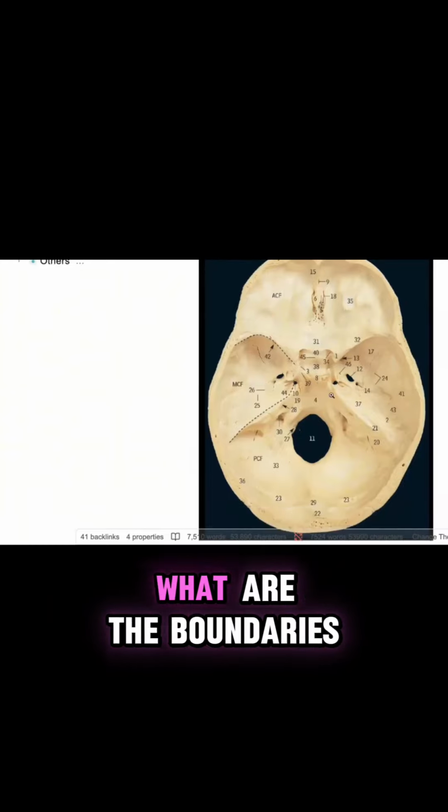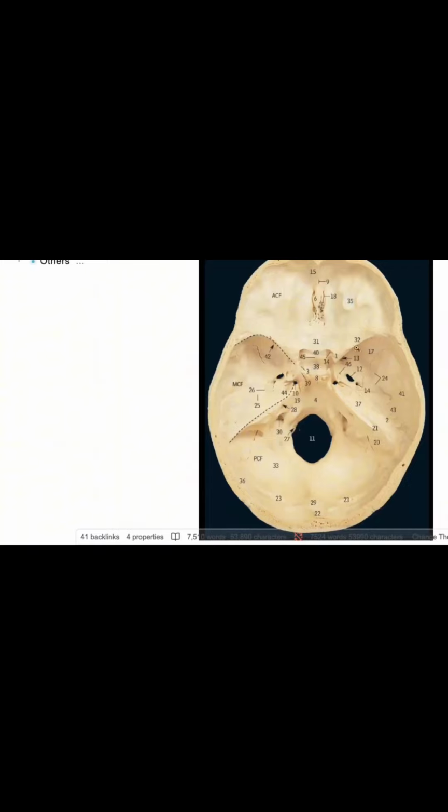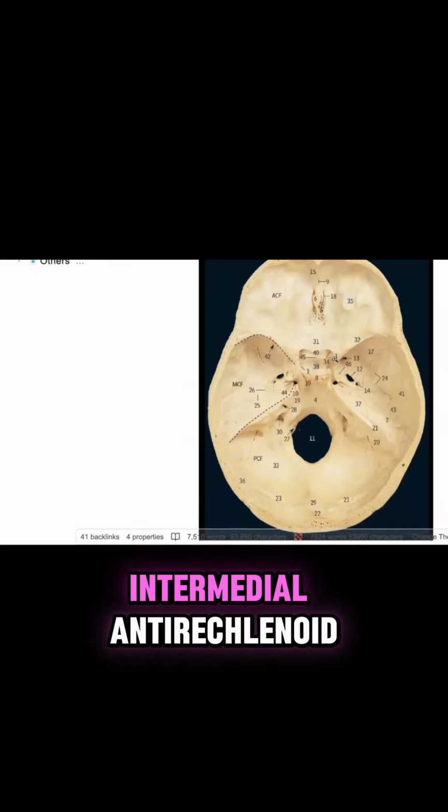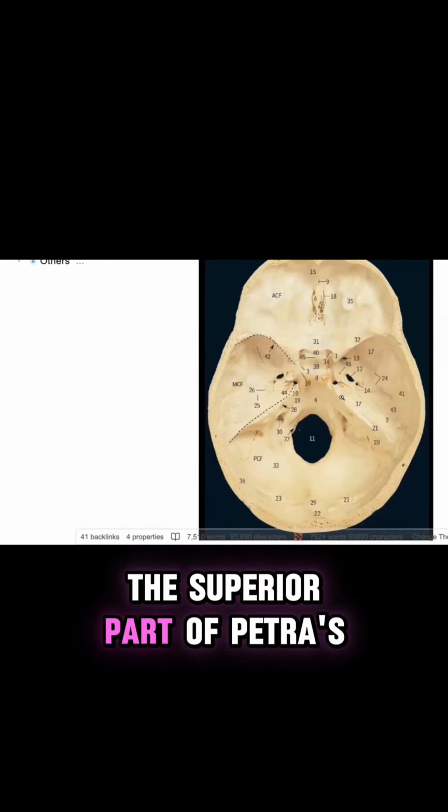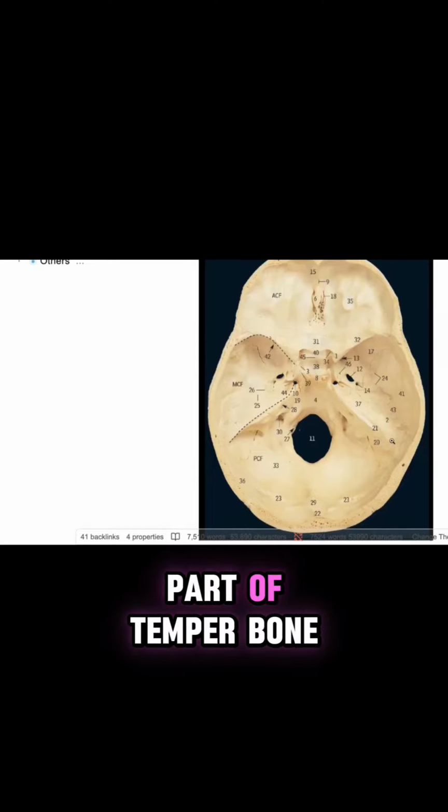Middle cranial fossa, what are the boundaries? Anterolateral, lesser wing of the sphenoid. Anteromedial, anterior clinoid. Posterolateral, the superior part of the petrous part of the temporal bone.